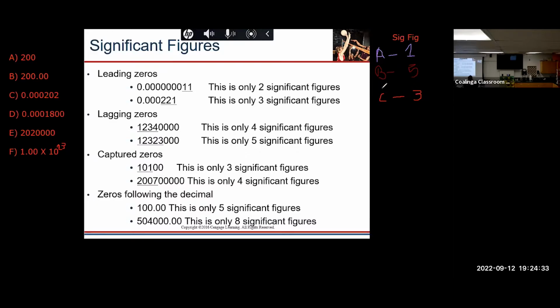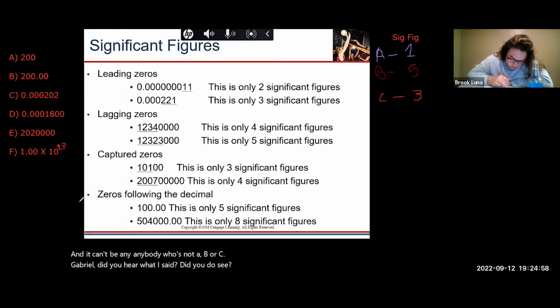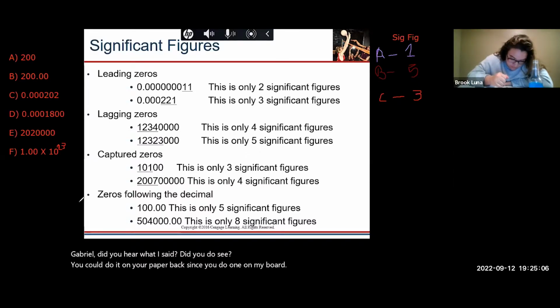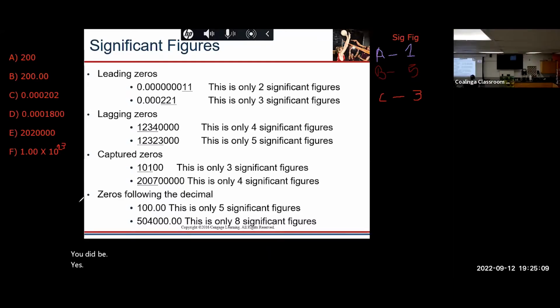Let's see. Okay, who's going to do D for me? It can't be anybody who's done A, B, or C. Gabriel, did you hear what I said? Did you do C? I'm working on the last one. You can do it on your paper, but I just need you to do one on my board. I did B. You did B? Yes. And I know Jacob was going to do A, but Jacob, do you want to do another one instead?